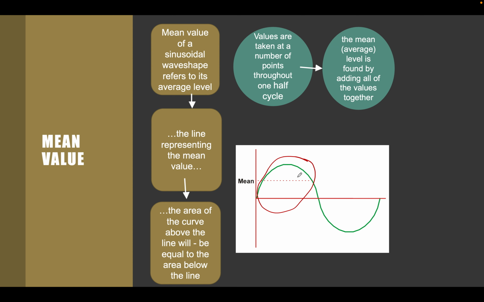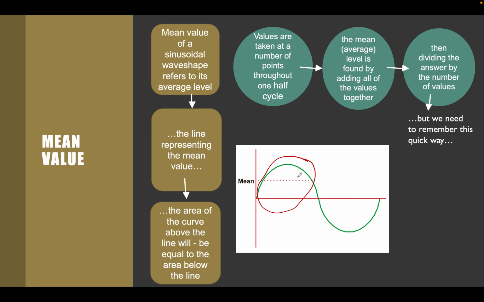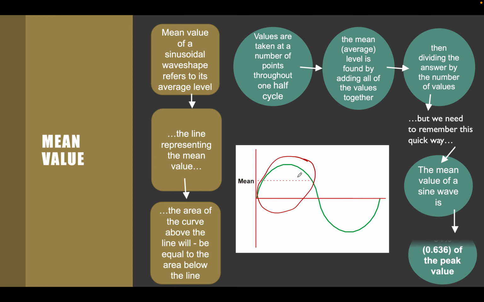The mean average level is then found by adding all the values together that we took and then dividing the answer by the number of values. Remember, this is just a definition of what the mean value is. But we need to remember the quick way, which is that the mean value of a sine wave is 0.636 of the peak value. We've been saying that over and over again, haven't we? So the average is equal to the peak times 0.636.